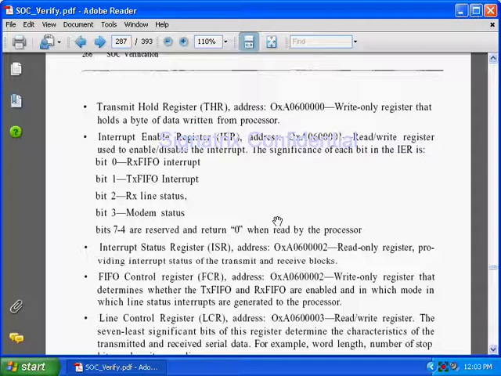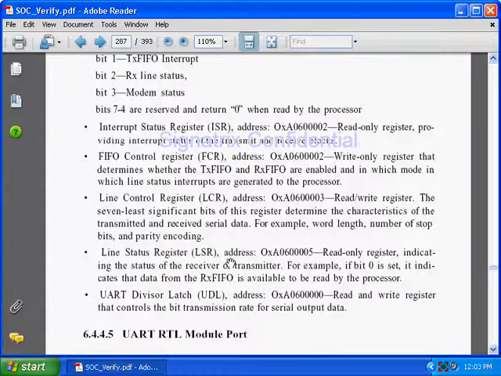Next is the FIFO control register with write only permission. The address is also mentioned there. You can see here 0A06002 and 0A06002, both have the same address. One is a read only register and one is a write only register, so they are sharing the same address. In this way they can decrease the verification effort, meaning the verification flow also.